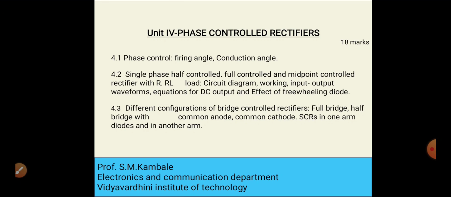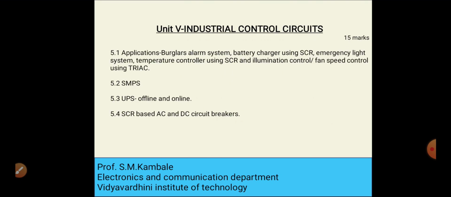Now the third point is the configuration of bridge controlled rectifiers, where we can see the full bridge, half bridge, common anode, common cathode, and SCR in one arm with diodes in another arm. Now the last one is unit number 5, industrial control circuits, which contains 15 marks.